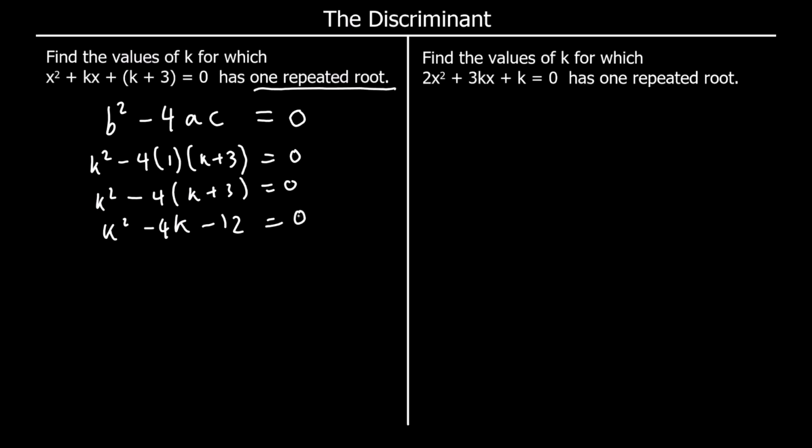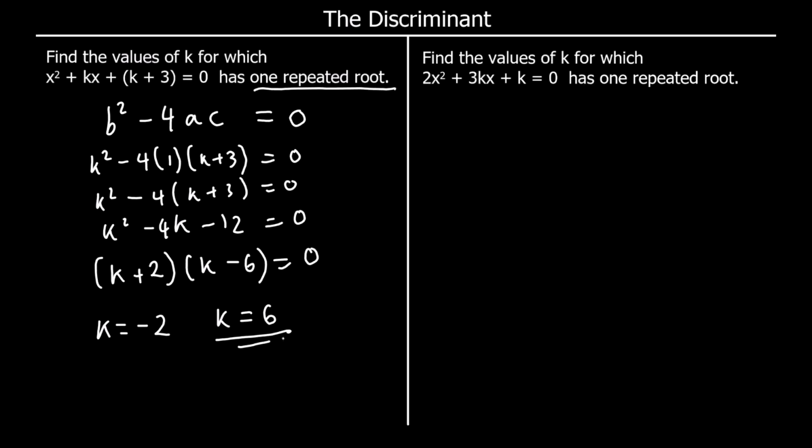This factorizes: 6 times 2, they multiply to make 12 and we can get a negative 4 from them. So it's going to be k plus 2, k minus 6 equals 0. So k could be negative 2 or k could be 6. So in both of these cases, we get 1 repeated root.